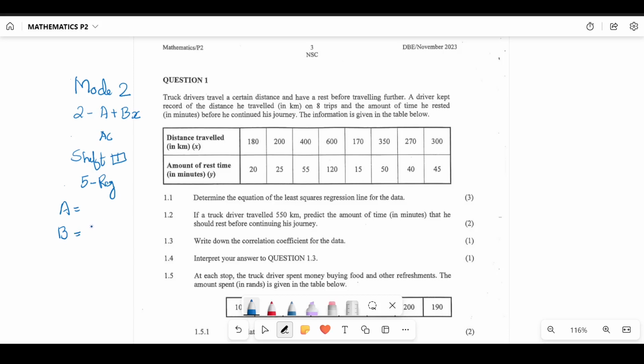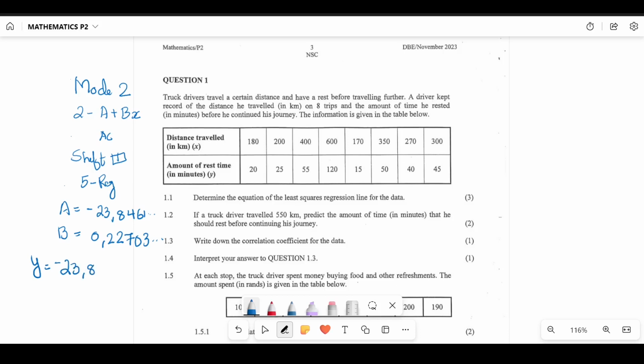So here you will get a equal to negative 23,8461, like that. Then b, you're going to get 0,22703, etc. Now it's time to write the equation. Y equals a plus bx. So a you round off to 2 decimal places. Final answer must be rounded off to 2 decimal places.